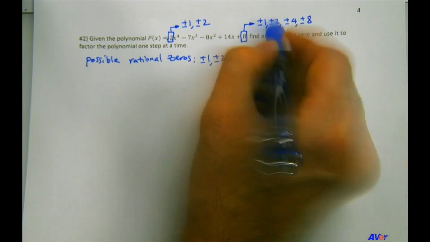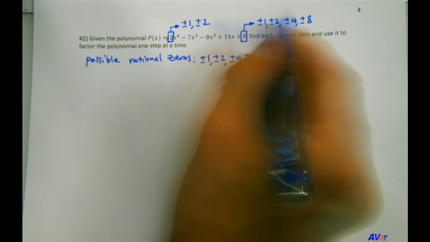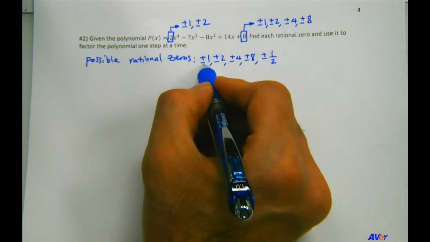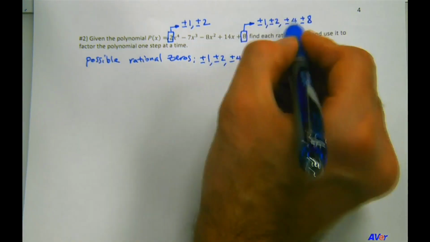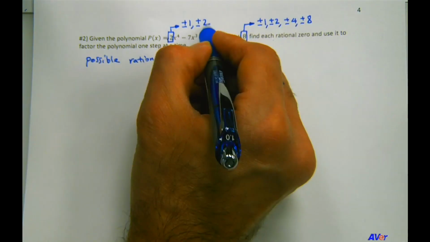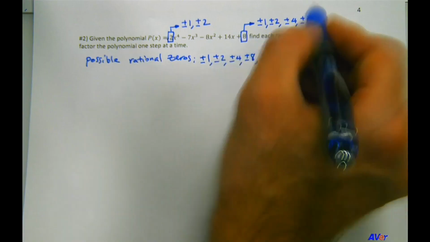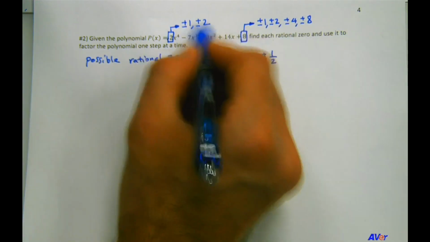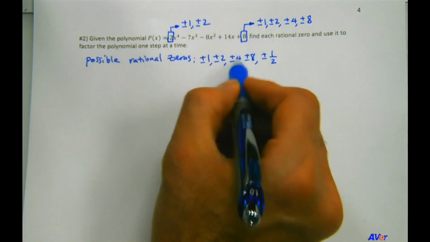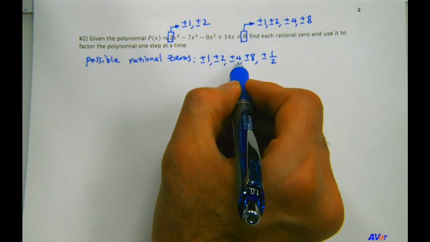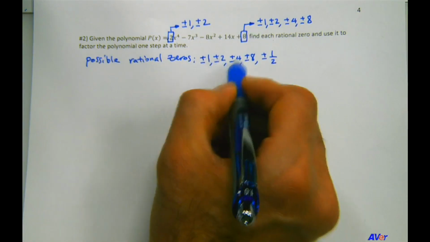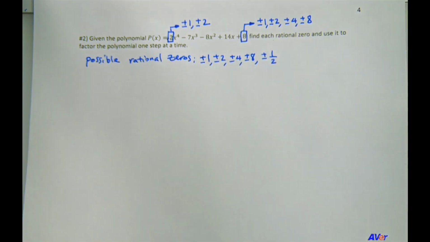Plus or minus 2 divided by plus or minus 2, we get plus or minus 1. It's already there, so I'm not going to write it again. Plus or minus 4 divided by plus or minus 2, we get plus or minus 2. So it's already there. Plus or minus 8 divided by plus or minus 2, it's plus or minus 4. So I'm not going to write it again. So we have 2, 4, 6, 8, 10 possible rational zeros.